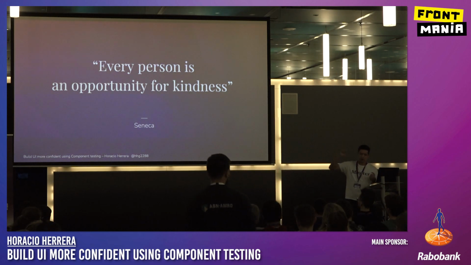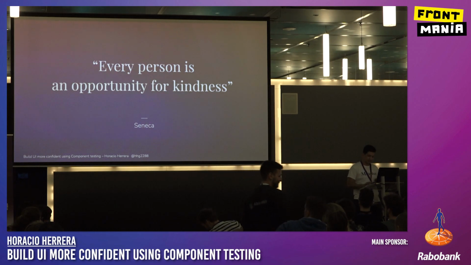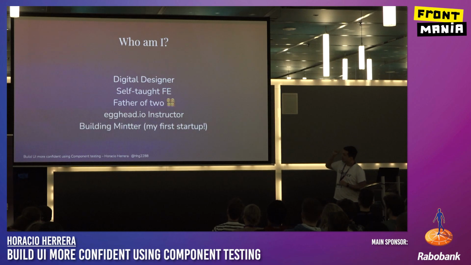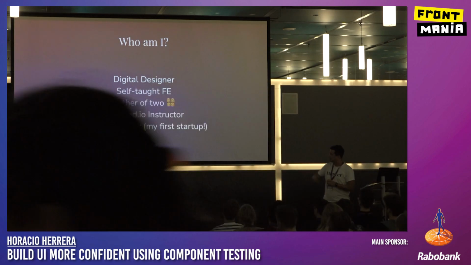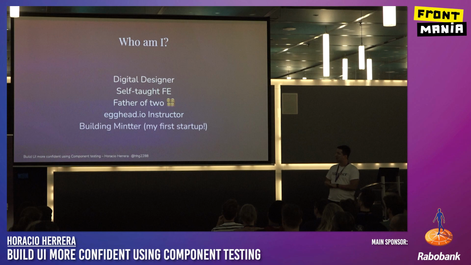So I just wanted to start with that. That's Seneca. I don't know if you know who that is, but it's a very old guy. So who am I? I'm Horacio. I'm a digital designer. I actually studied design, but I'm a self-taught developer. I came to the dark side, yes, I know. I'm also a father of two. I'm a Net Ninja instructor and also at Escuela Frontend, which is in Spanish. And now I'm building my first startup, which is called Minter. Minter, yay.